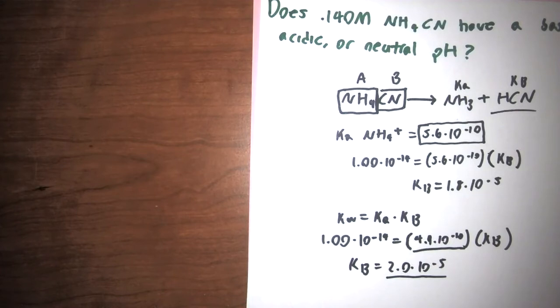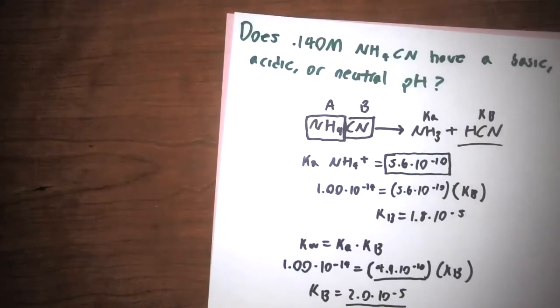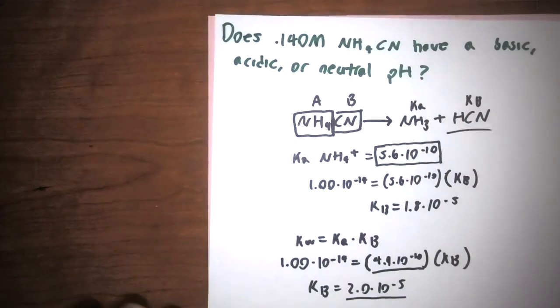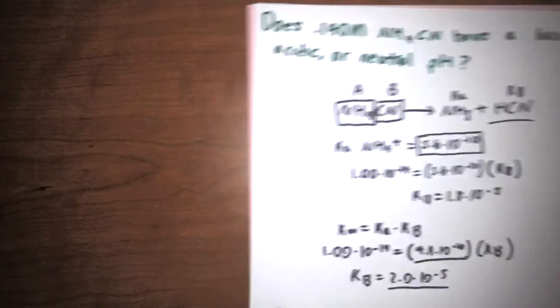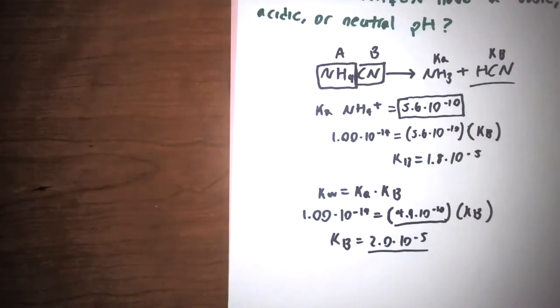So now we look at what the question's asking. Does a 0.14 molar NH4CN solution have a basic, acidic, or neutral pH? How can we make that decision? We don't have any concentration of H+. We don't have a pKa. This is tough. This is where students will start giving up.